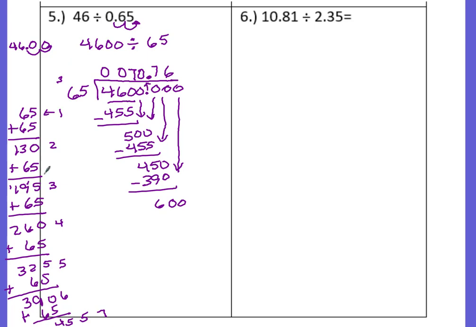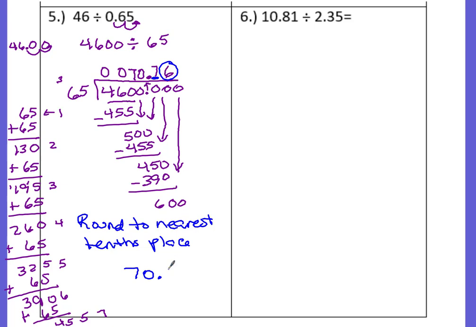So let me change colors here. Round to the nearest tenth place. If we look, the tenth place is right here. To round it, we have to look at the number behind it. If it's 5 or higher, we round the 7 to an 8. If it's less than 5, it stays a 7. In this case, it's a 6, so we're going to round up. So it's going to be 70 point, and the 7 rounds up to an 8. 70 and 8 tenths. I apologize, I should have told you this before. If you were dividing this and it kept going on and on and on, and you thought you were making a mistake, you weren't.